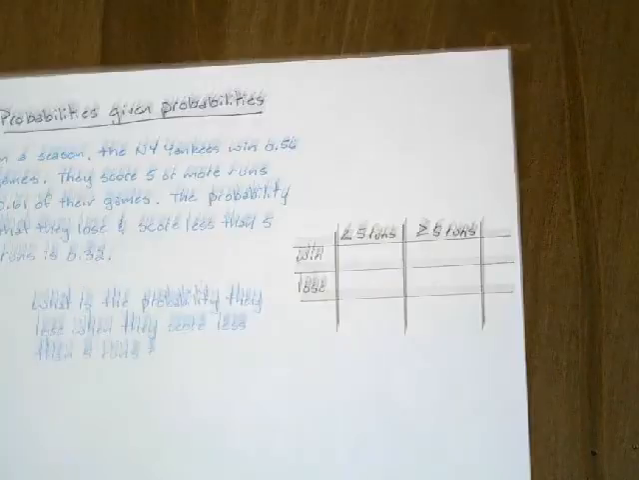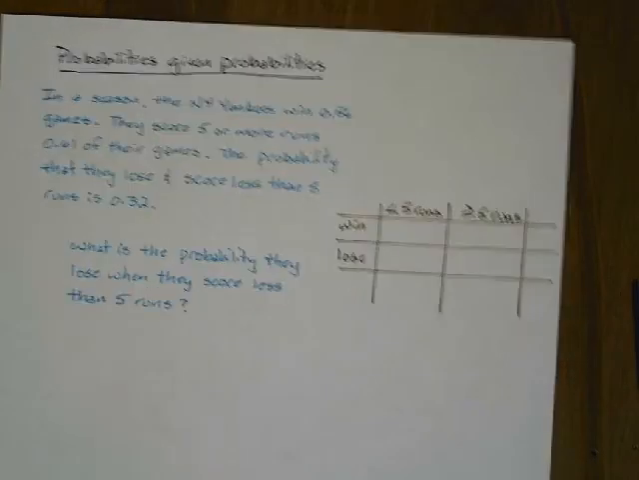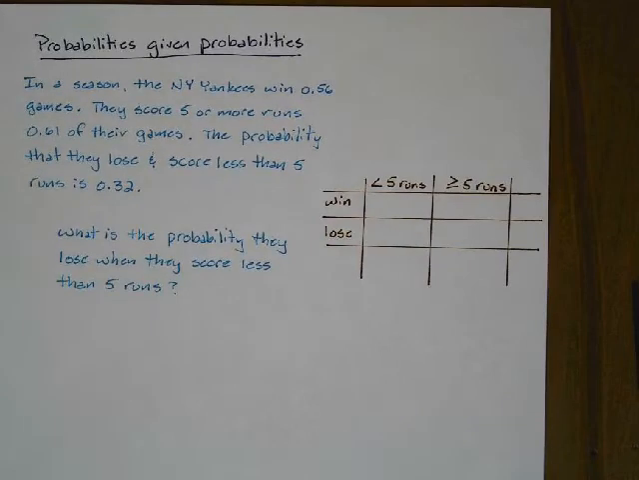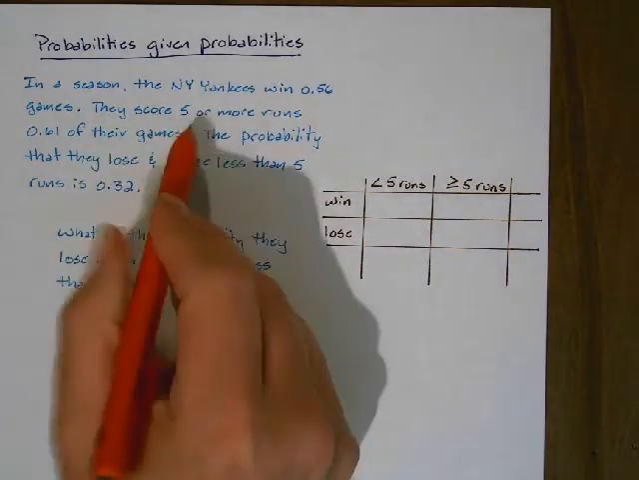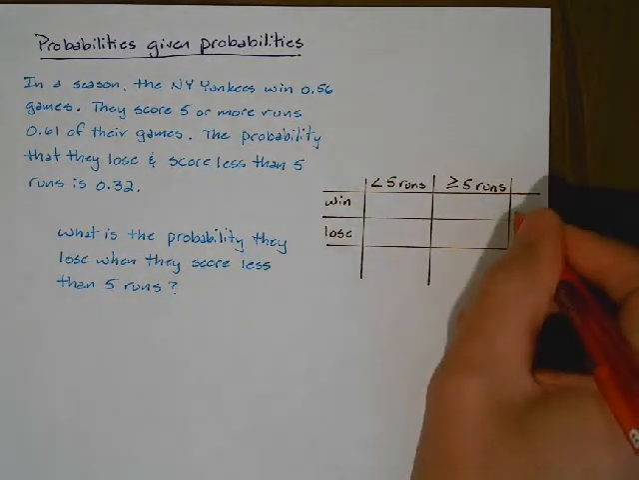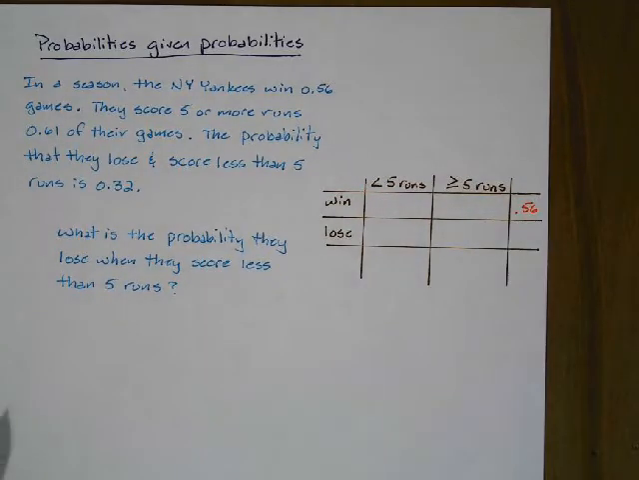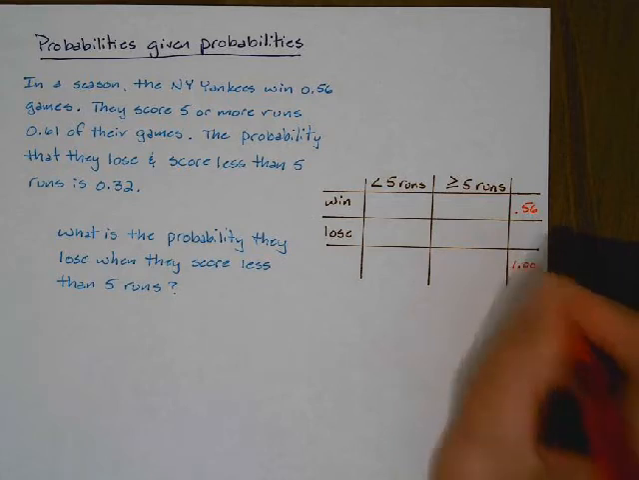Probabilities given, they're giving you probabilities already. This can be a little bit confusing, but we have to remember that all of our probabilities are going to add up to 1. Because that means 100%. So let's say that we are looking at the New York Yankees. It says they win 0.56 games, which means 56% of the time they win. So over here I'm going to write 0.56. That's how often they win. So that means they're going to have a total of 1.00 because that's 100%.